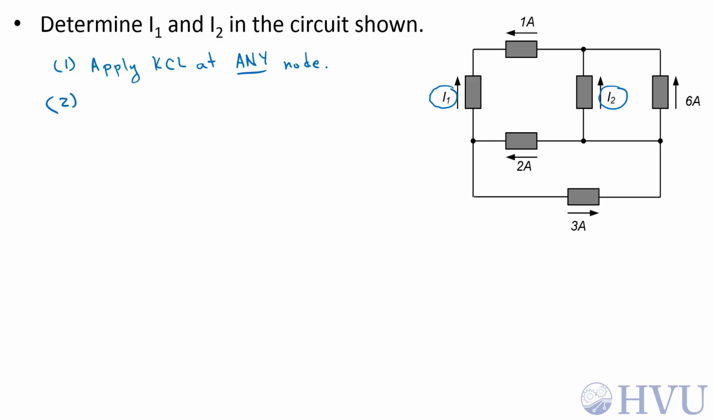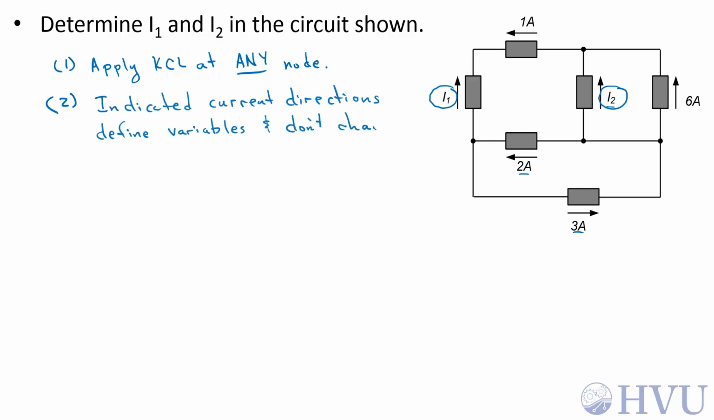Second, I'm given positive current directions on all of my values. Those indicated current directions define the variables, and I have to stick with those directions. However, when I'm writing KCL, each time I apply KCL, I get to choose whether positive currents enter or leave the node. So setting the sign convention at a KCL application is arbitrary.